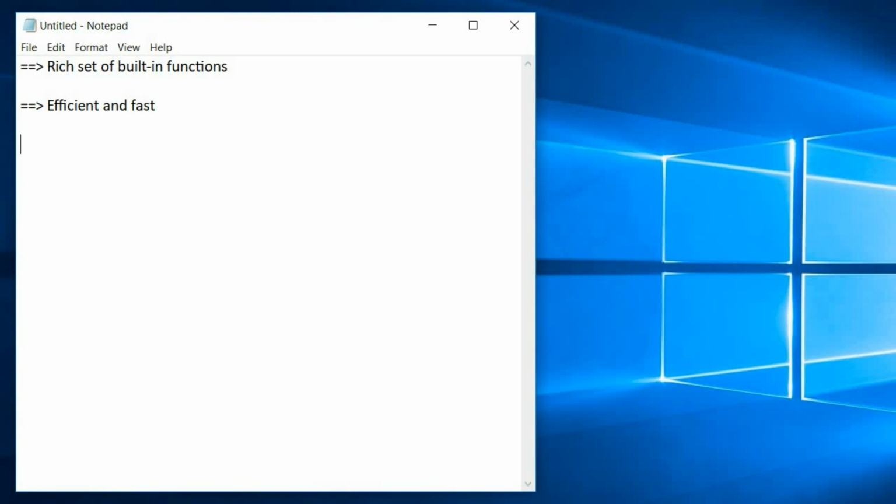Let's take an example. A program to increment a value from 0 to 1500 takes less than a second in C language, while it takes more than 50 seconds in interpreter BASIC.